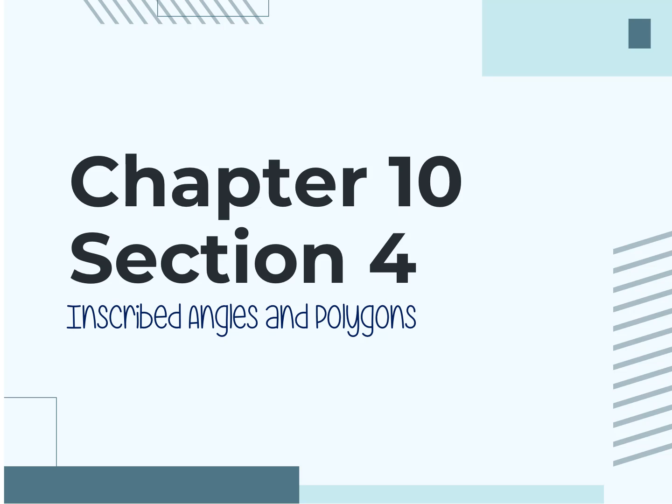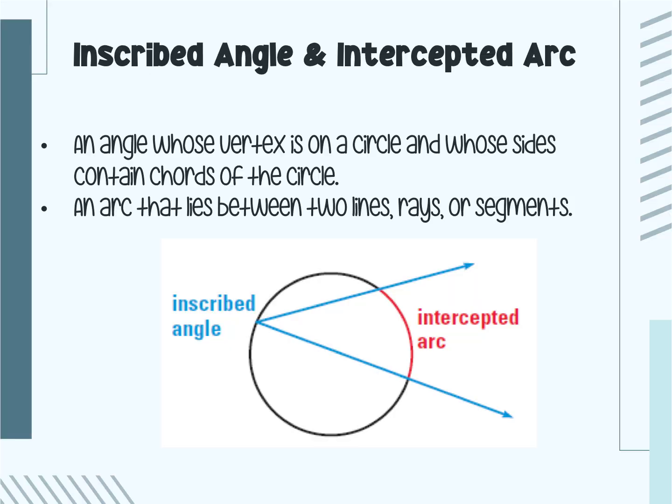Right, chapter 10, section 4, we're covering inscribed angles and polygons. Inscribed angles and intercepted arcs. An inscribed angle is where the vertex is on a circle and whose sides contain chords of the circle.